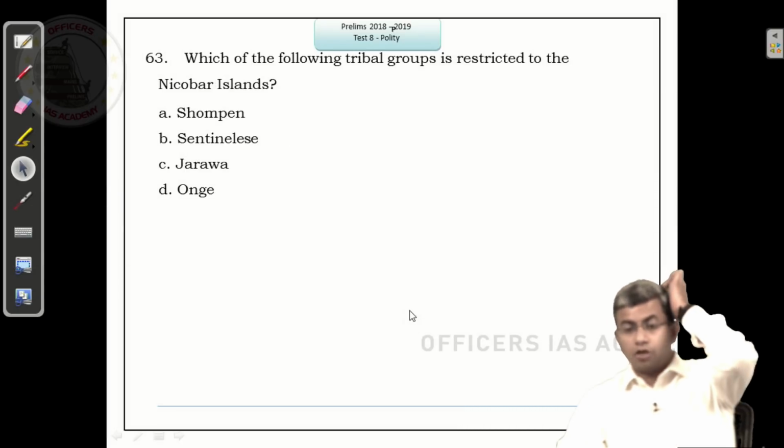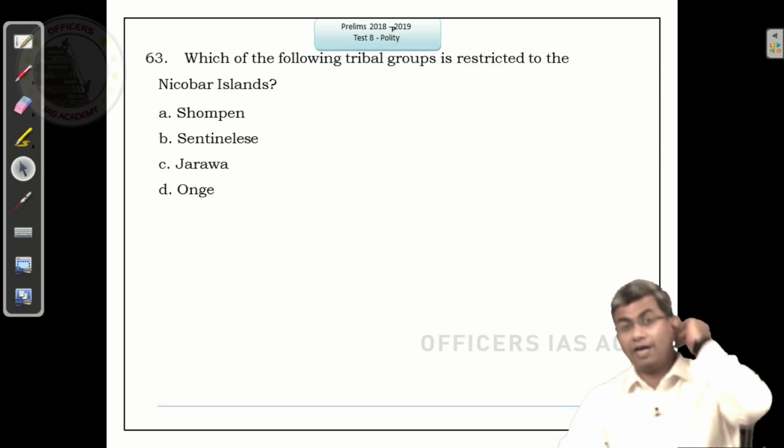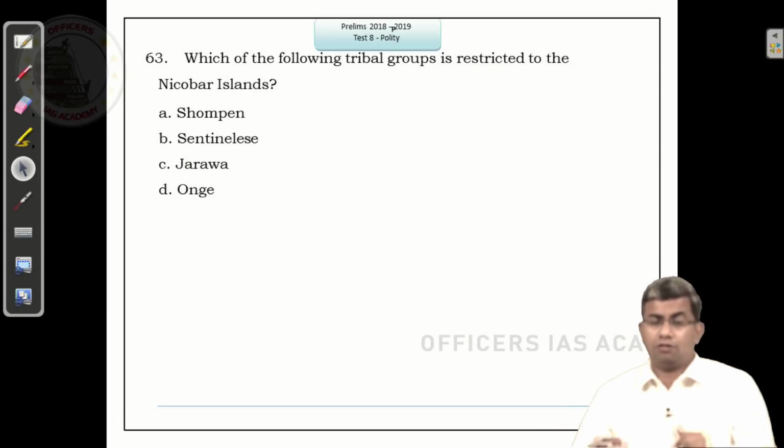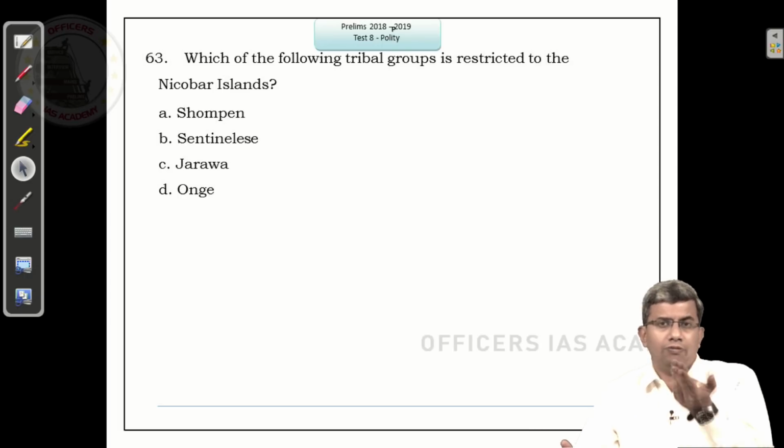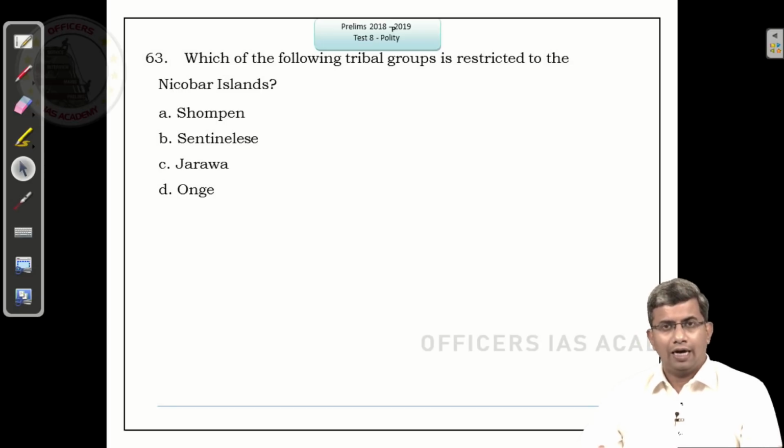Which of the following tribal groups is restricted to the Nicobar Islands? Sentinelese. There was a missionary who was killed by the Sentinelese. Obviously, they are a particularly vulnerable tribal group. I teach anthropology, so it's very close to my heart. And they are a very, very primitive tribal group, and they are happy in their own space, right?